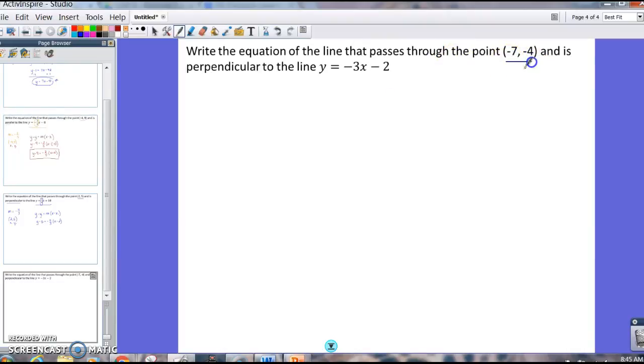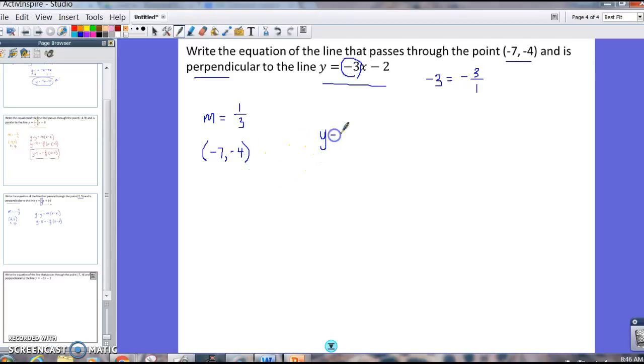Again, I have a point, and they're telling me I'm perpendicular to this line. Here is my slope, negative 3. Remember that negative 3, or any positive or negative number when there isn't a denominator, you can write it as that number over 1. Which means, because it's perpendicular, I have to take that, change the sign, so my slope is now going to be positive, and then I have to flip that fraction. So my slope is going to be 1/3. My point is (-7, -4).